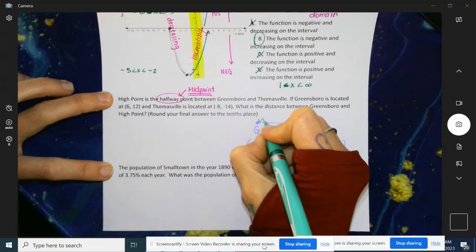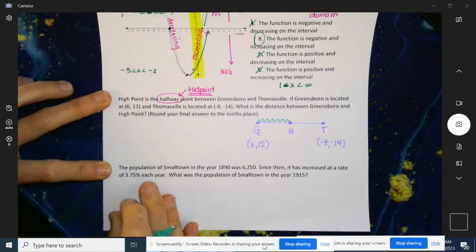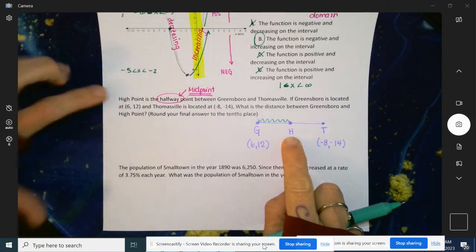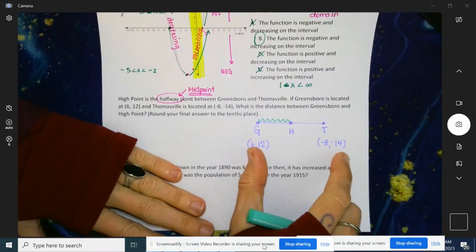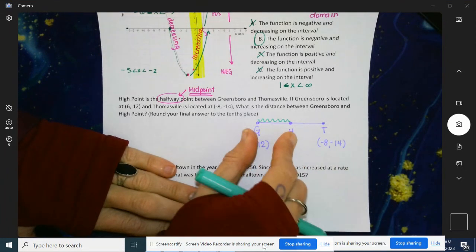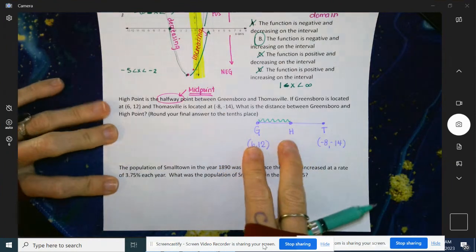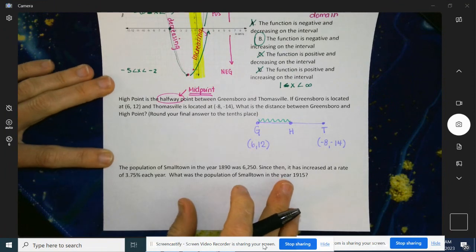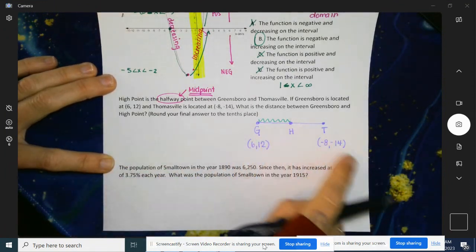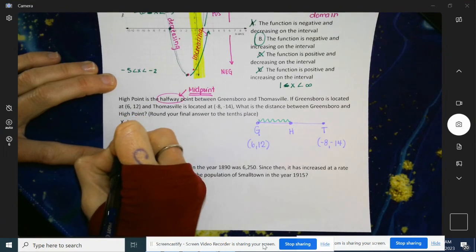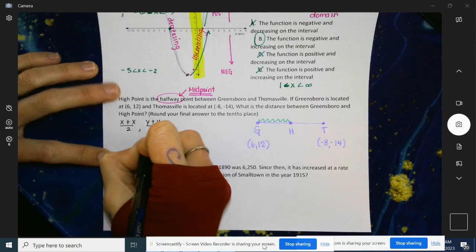So we're looking for that distance. Now, you could do this a couple of different ways, your choice. Because we know High Point is the midpoint, you could find the distance of the entire segment and halve it. Or you could find the midpoint and then find the distance from G to H. I'm going to do midpoint and distance from G to H just for practice. Midpoint, remember, is x plus x divided by 2, y plus y divided by 2.